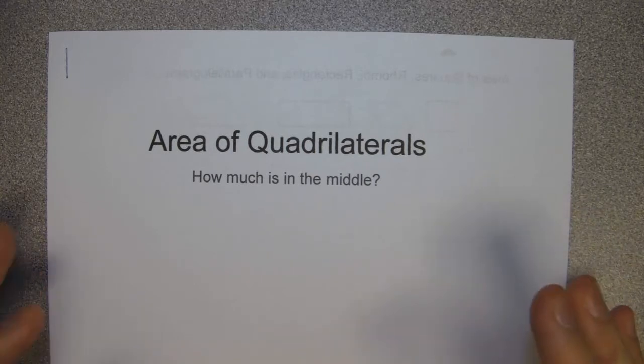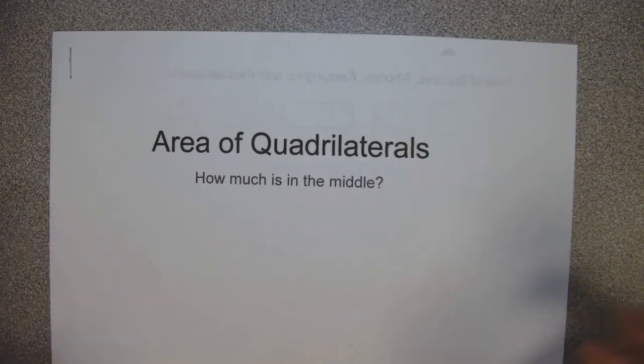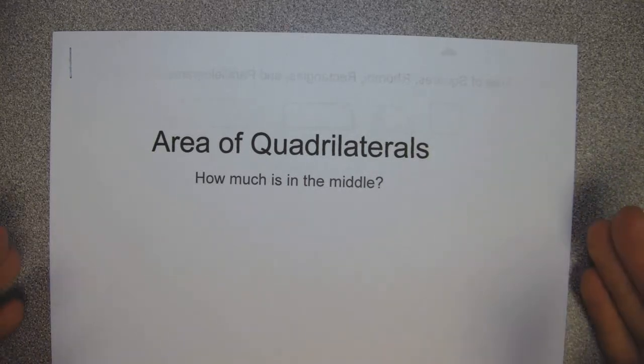So what we're going to look at today is the area formulas for our quadrilaterals, what I call how much is in the middle, because we're not looking at perimeter, right? We're not looking at the distance around. We're looking at the area on the inside. So we'll go over those formulas, talk about how to derive them, how to get them out of thin air, and then we'll go from there.